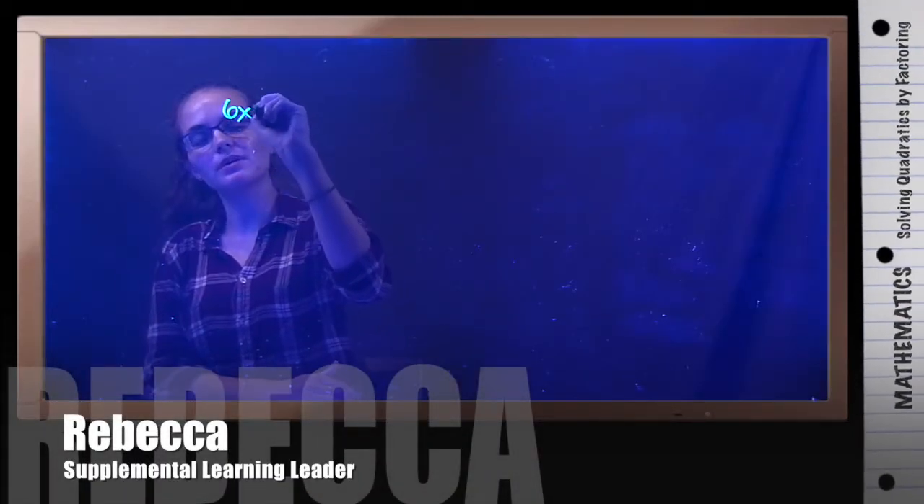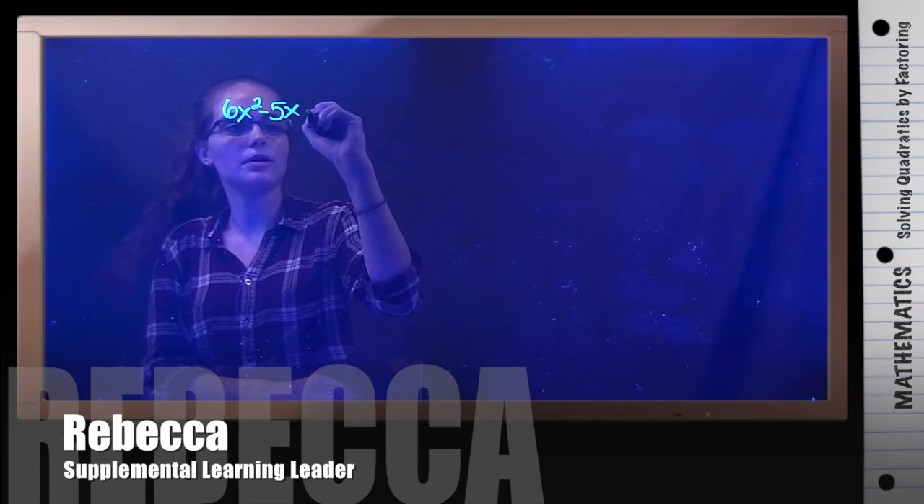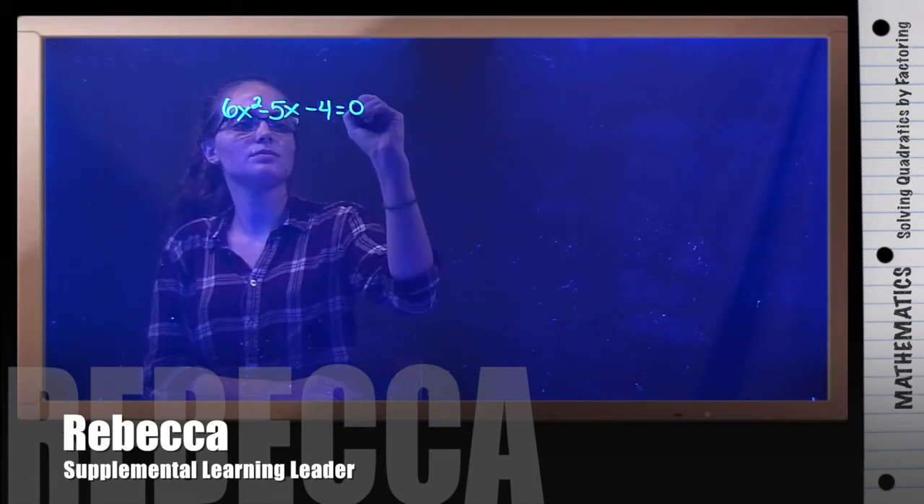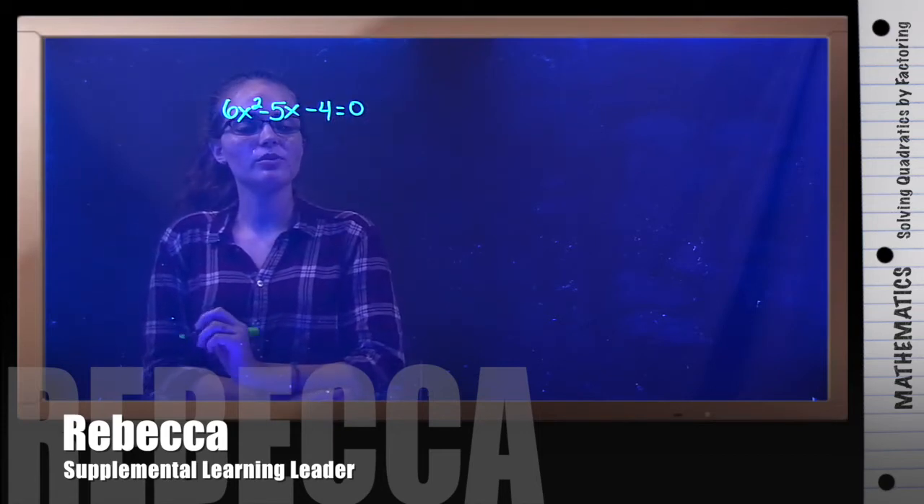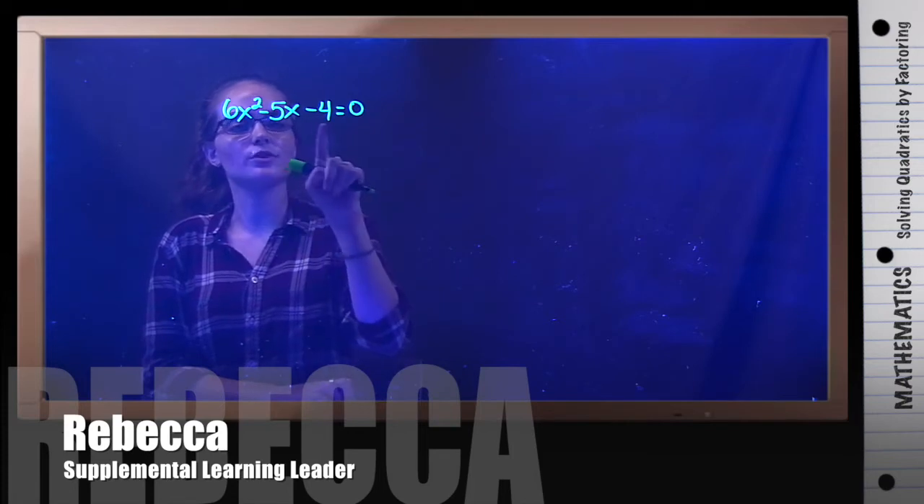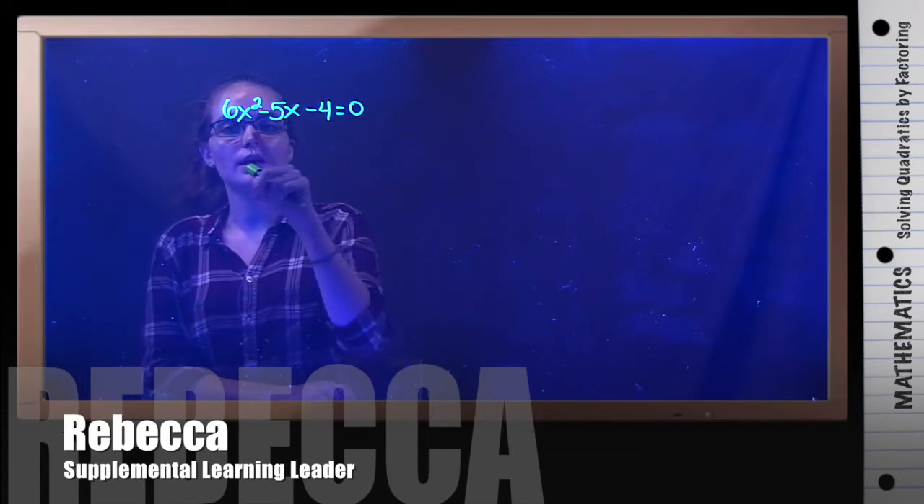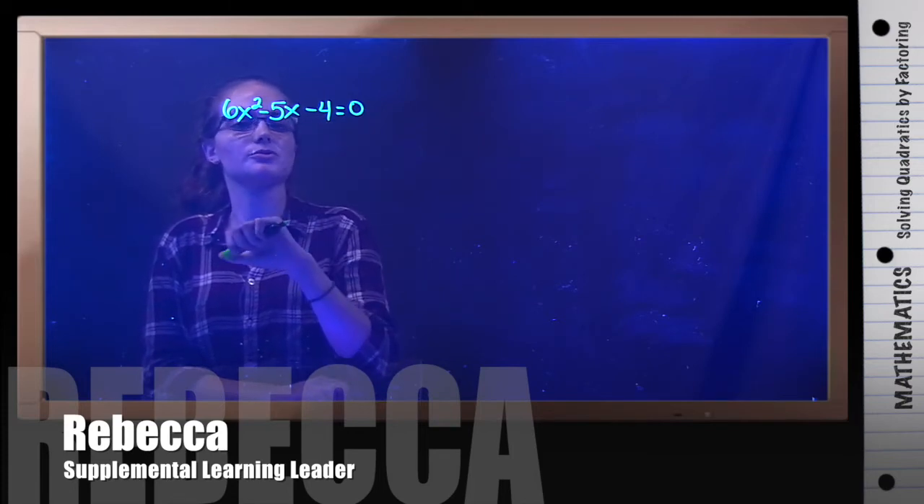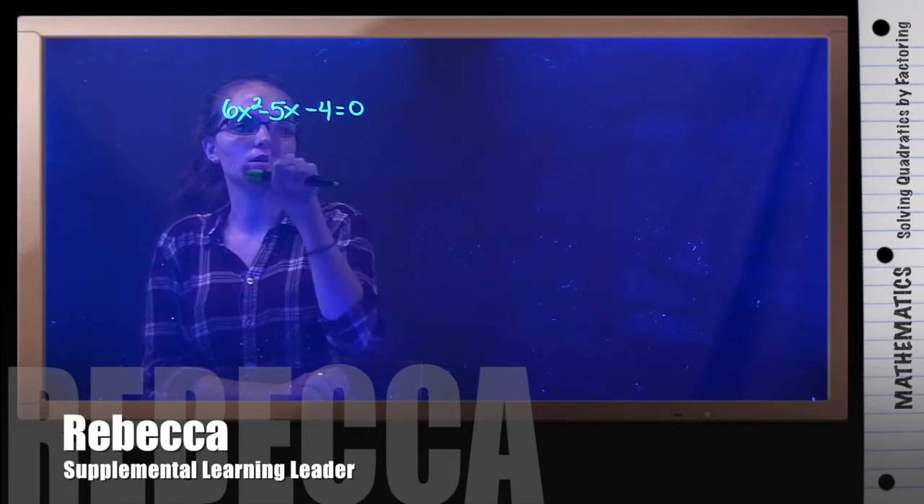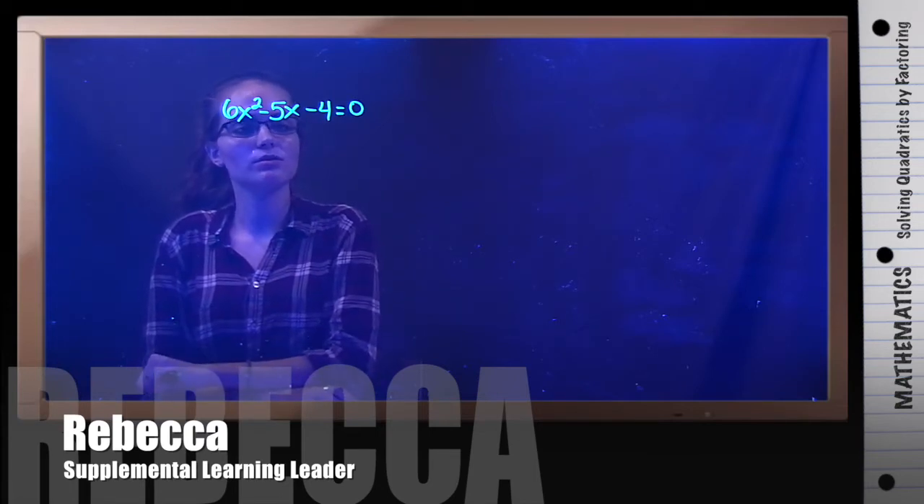In this example, I'm going to solve for x by factoring. 6x squared minus 5x minus 4 equals 0. So whenever we're factoring, we always have to look for a GCF first. And between 6, 5, and 4, there's no GCF. And it doesn't look like there's any x's in common either.